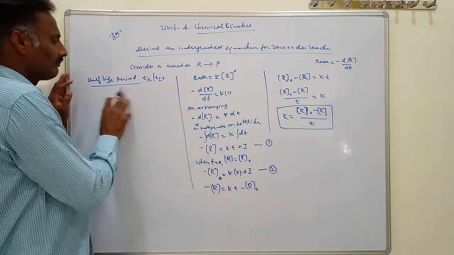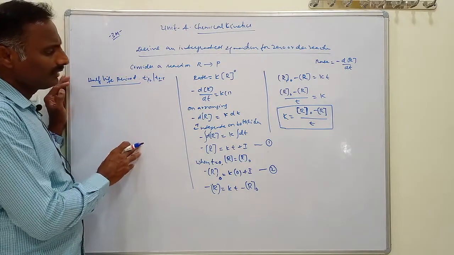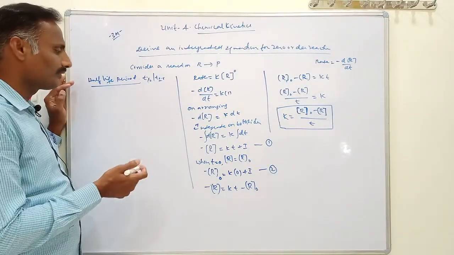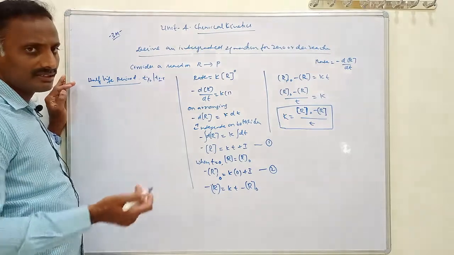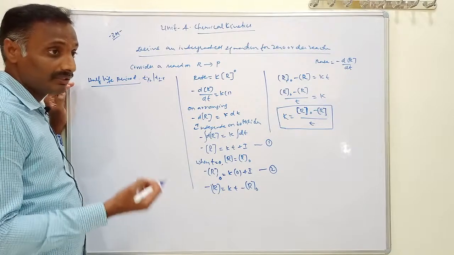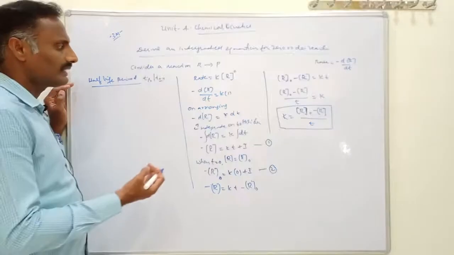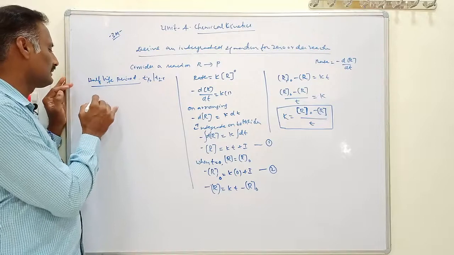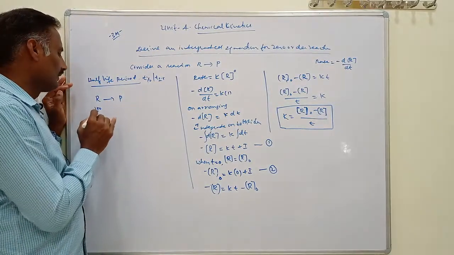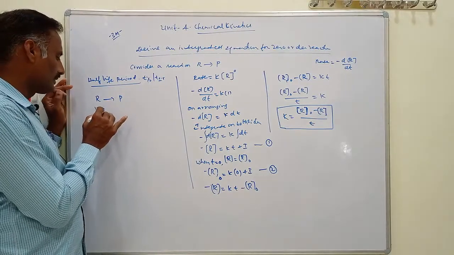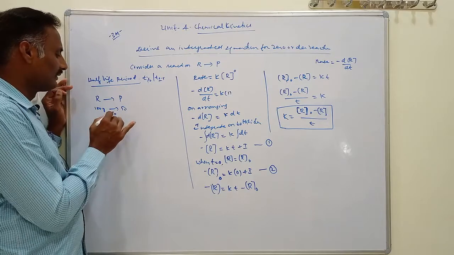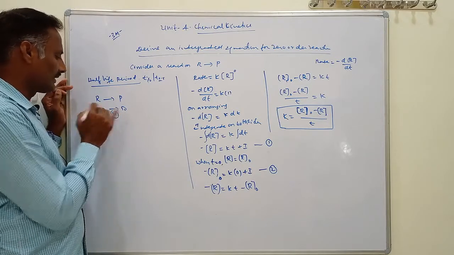Half-life period is nothing but the time required to reduce half of the initial concentration of the reactant. For example, R gives products. If the initial concentration is 100 grams of this reactant and it becomes 50 grams in 10 minutes, then 10 minutes is the half-life period of this reaction.